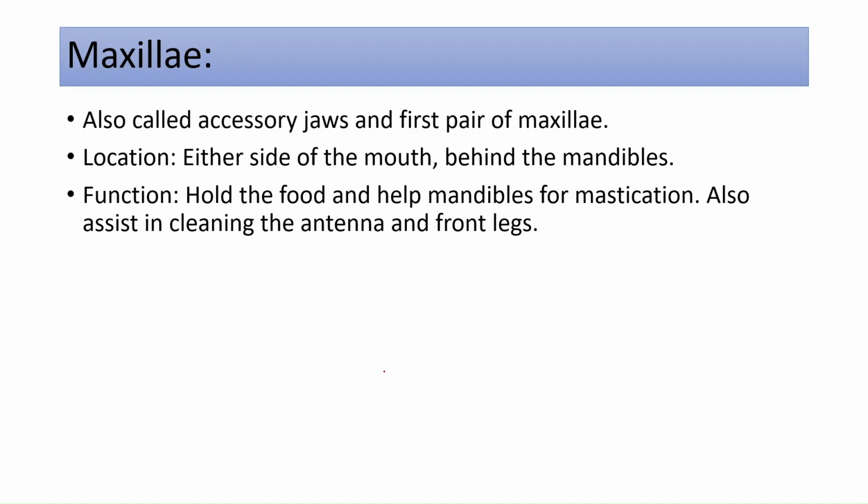Now let's start with the maxilla. Maxilla is also called the accessory jaw since it is going to help the true jaw, that is the mandible, and it is also called the first pair of maxilla because there is a second maxilla also. Okay, so this is the first pair of maxilla, also called the accessory jaw. See, the location given over here is either side of the mouth behind the mandible.